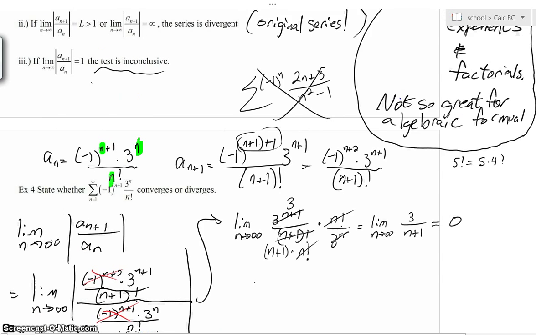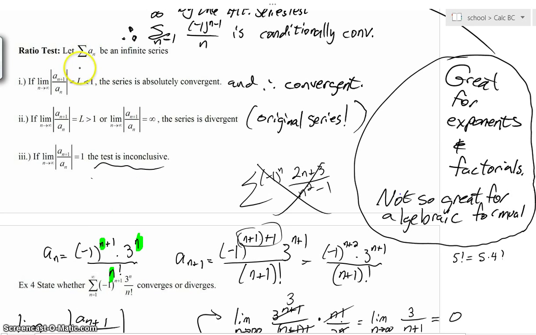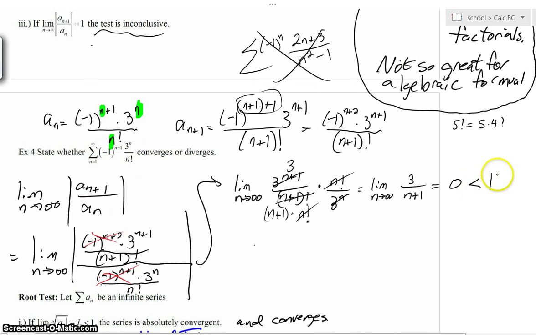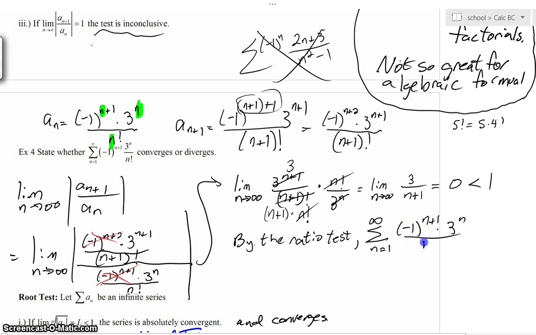Now if we look back on our little table, when our limit would be 0, like in this instance, that's very clearly less than 1. So I can say by the ratio test, and that's really like a little proof that we're writing out right here. By the ratio test, this original series, I won't put absolute value around it, I'll just write it as it originally was written. Right here, this is absolutely convergent.